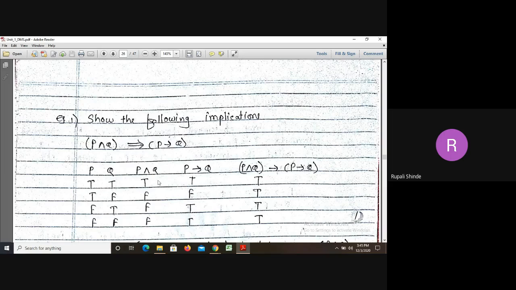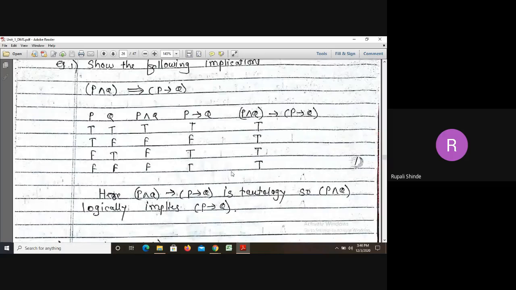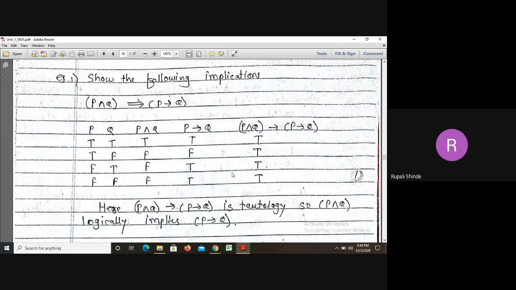And now we have to take the conditional between this third and fourth column. Again check whether there is any combination TF. TT gives T, FT gives T, FT gives T, FF gives T. There is no combination TF. That's why all the values in the last column are T, so this is a tautology. So we can say that P and Q logically implies P conditional Q. In this way, we can prove it with the help of a truth table.